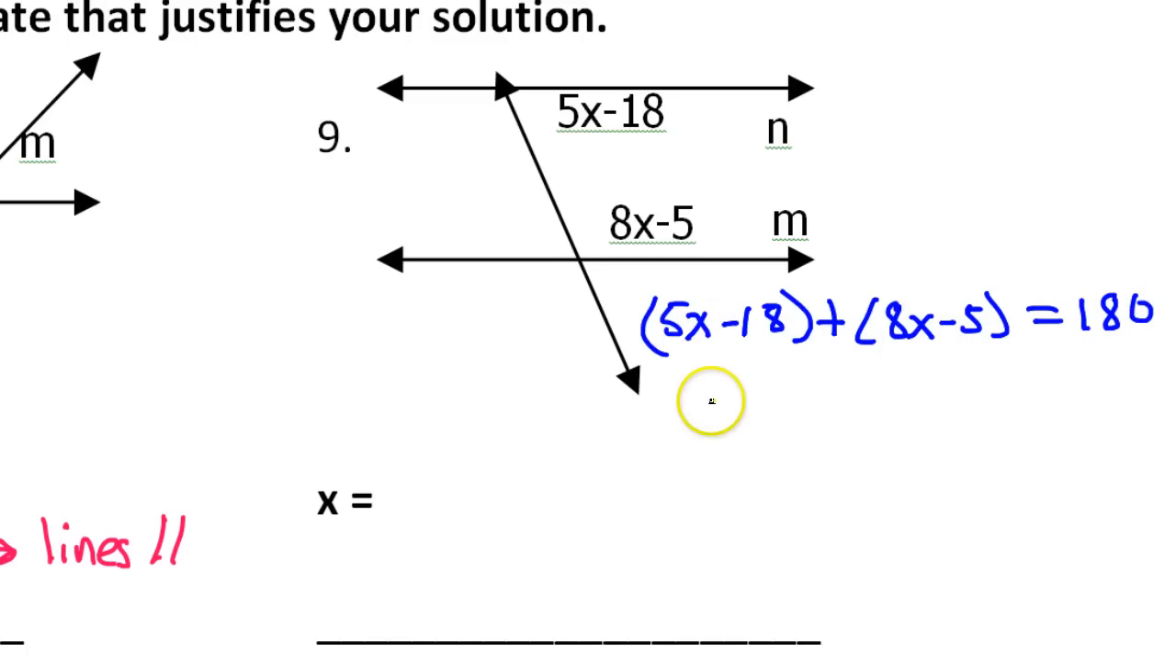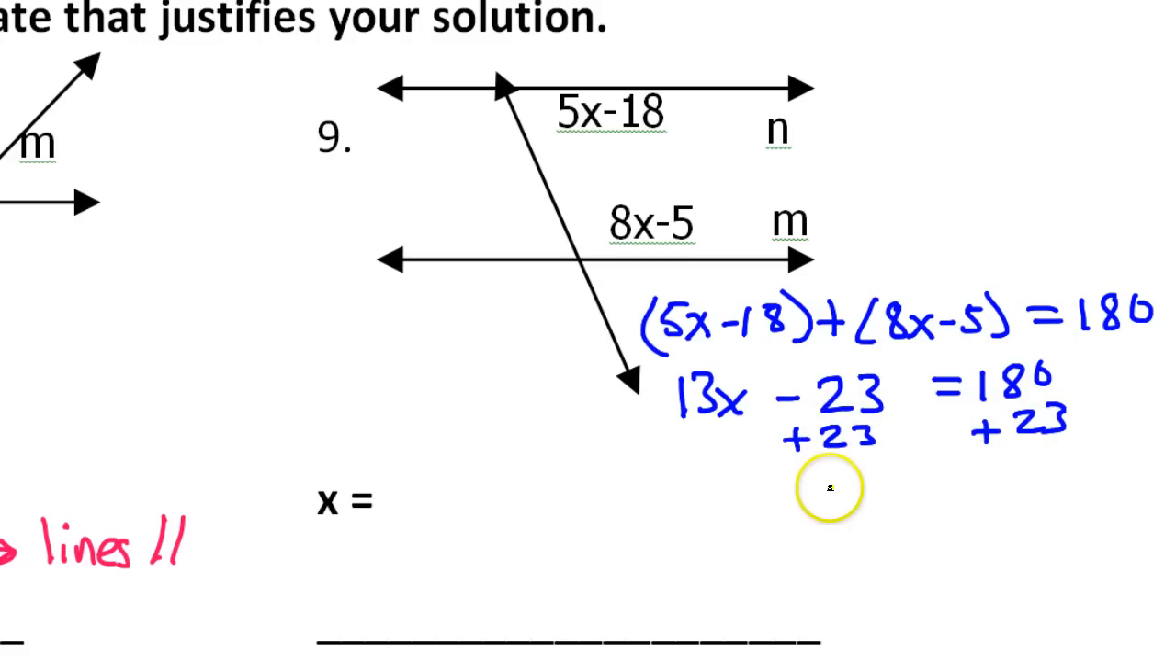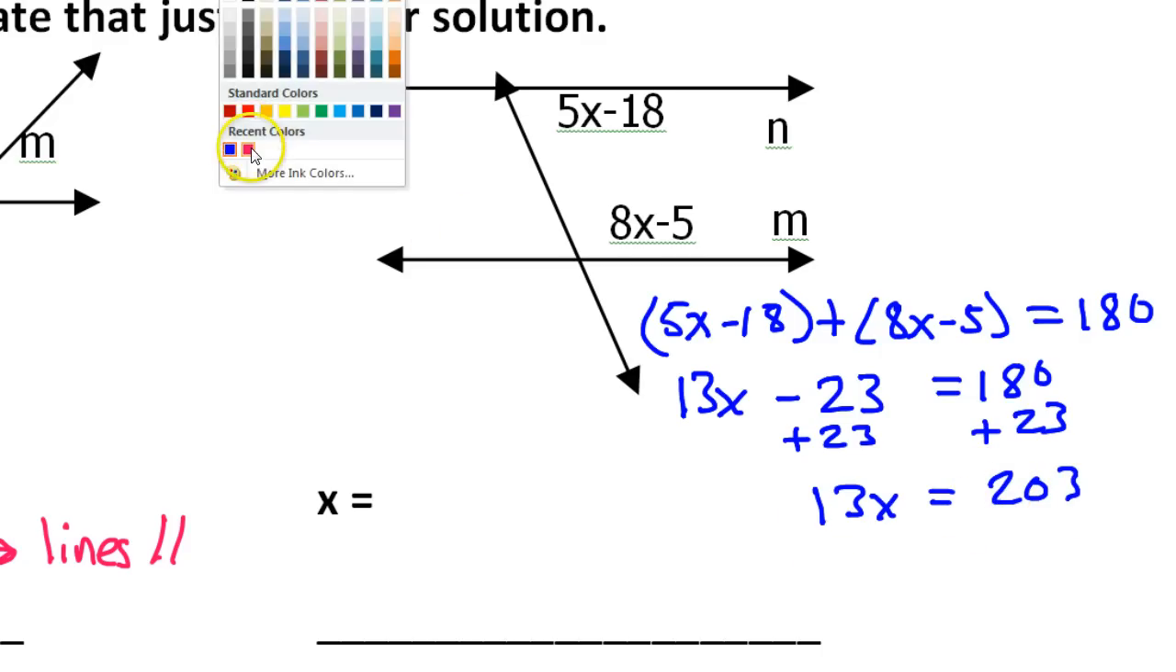Now 8 plus 5 is 13, so this makes 13x. Negative 18 and negative 5, that's going to make, let's see, negative 23, I believe. Is equal to 180. Now we'll add 23 to both sides. So that's going to give me 13x is equal to, looks like, 203. Now I'm going to divide both sides by 13.